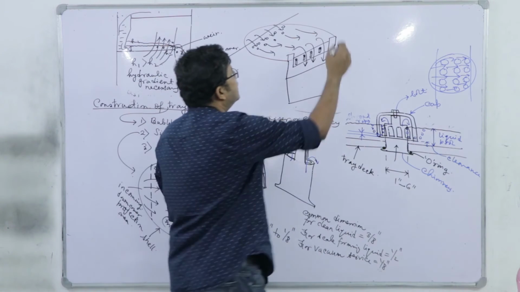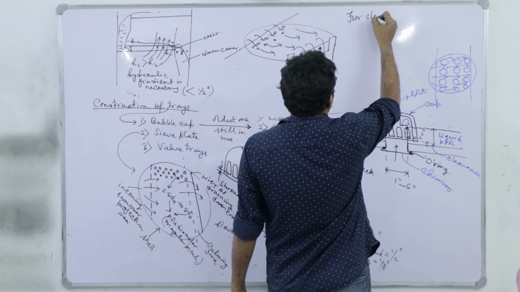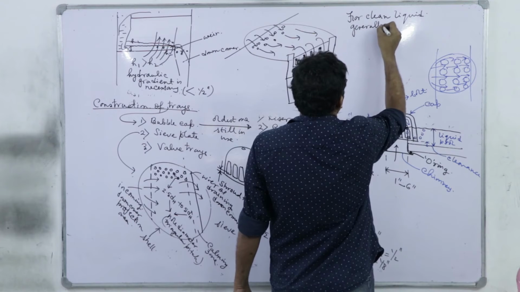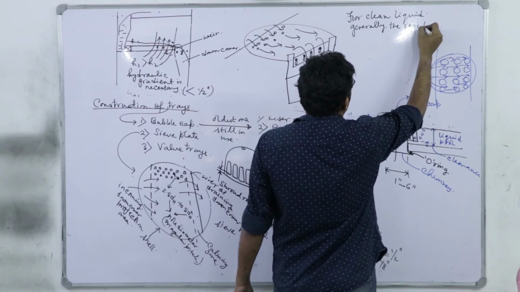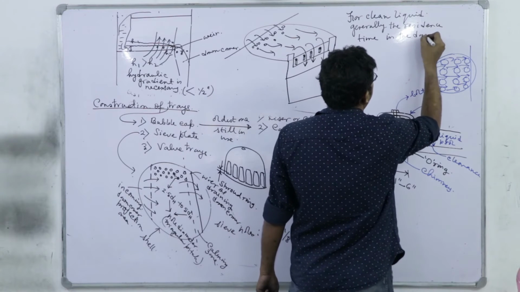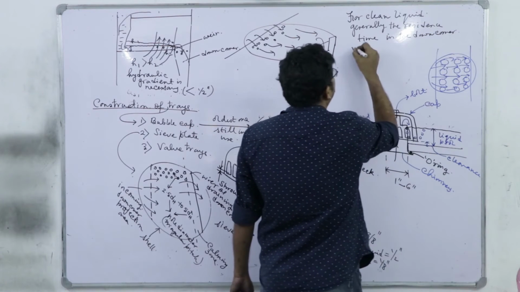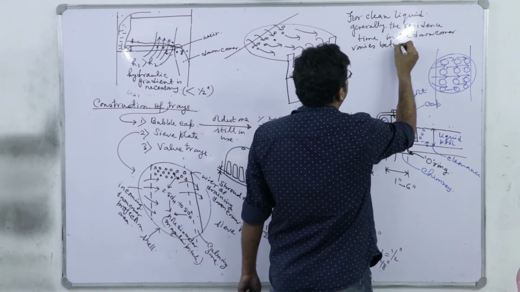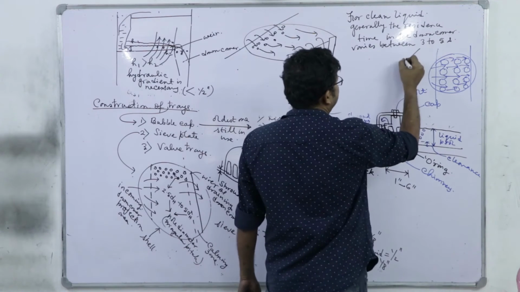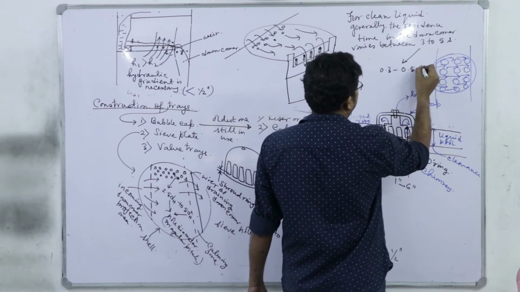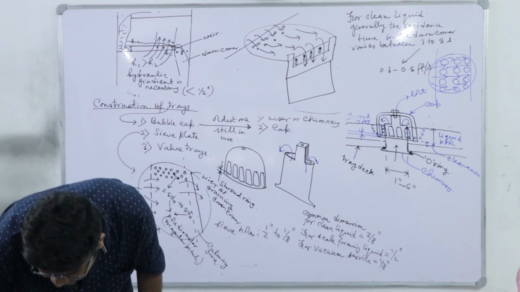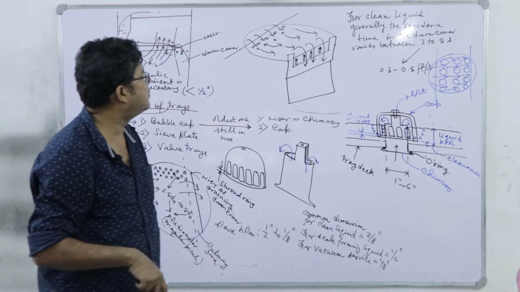Why? Because for clean liquid, generally the residence time in the downcomer varies between 3 to 5 seconds, and respectively it gives rise to a velocity of 0.3 to 0.5 feet per second, something like that, in the order of 0.3 to 0.5 feet per second.